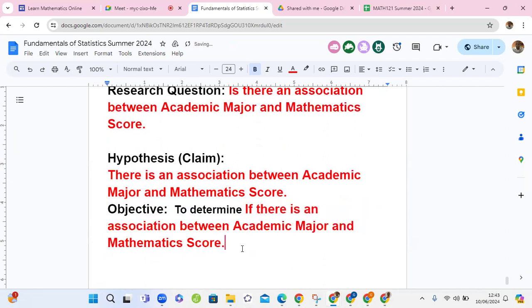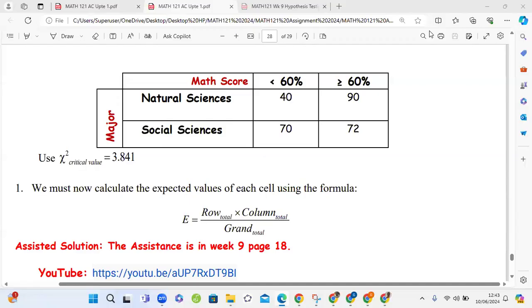And to do that, data must be collected. So here is the data that was collected. Here is your major, and here is the score. You have less than 60%, more than or equal to 60%. And the majors were separated into natural sciences and social sciences.